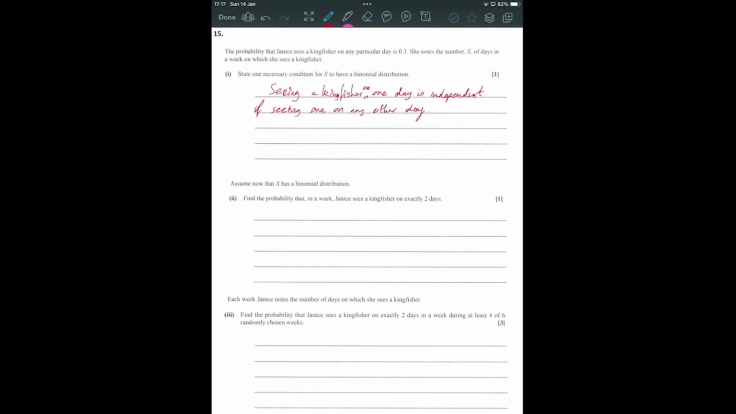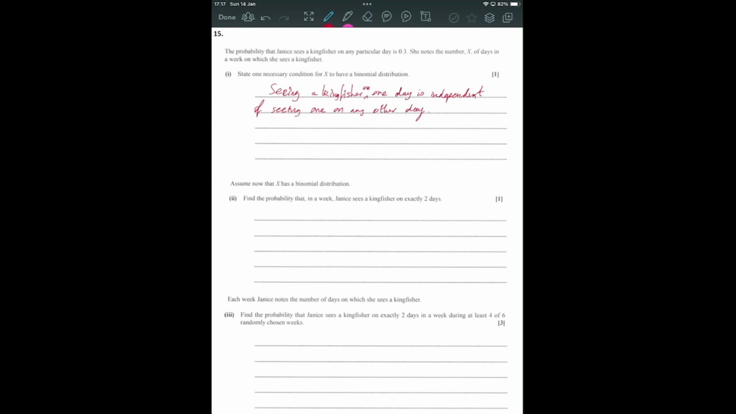If you see a kingfisher on day 1, chances are those kingfishers are still in the area on day 2, so you're more likely to see one on day 2. If you don't see any on your first 4 days, unlikely to see one, less likely to see one on the next day after that.